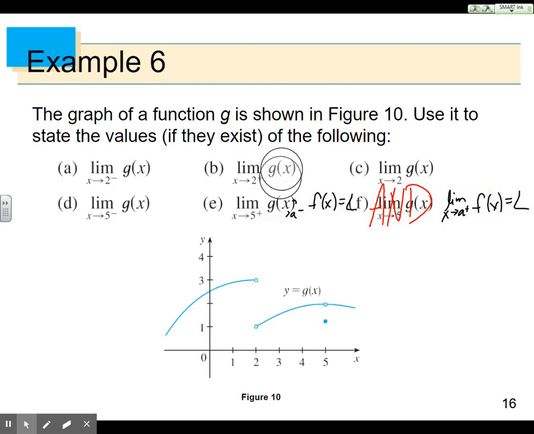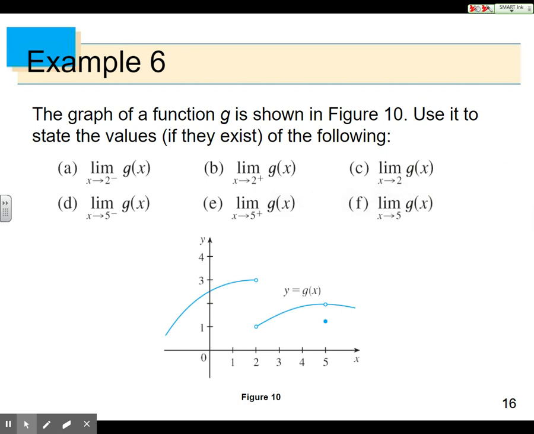Let's make sure we know the difference between these. Okay, so I've got a graph down here. And I'm wanting to find these limits if they exist. All right, I'm going to do A, B, and C. You're going to do D, E, and F. Let's do A, B, and C together. So I'm doing the limit as x approaches 2. Let's see, my g of x is the whole blue line. So we don't have two functions here. It's just one nasty piecewise function.